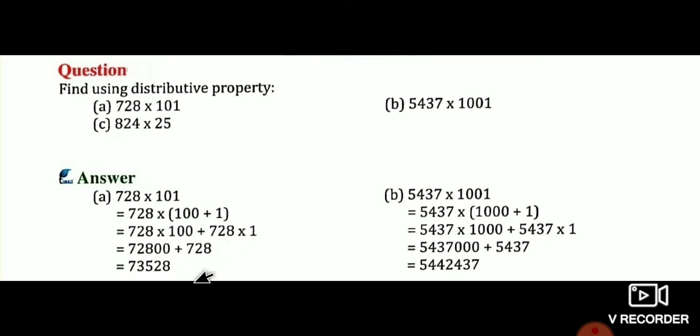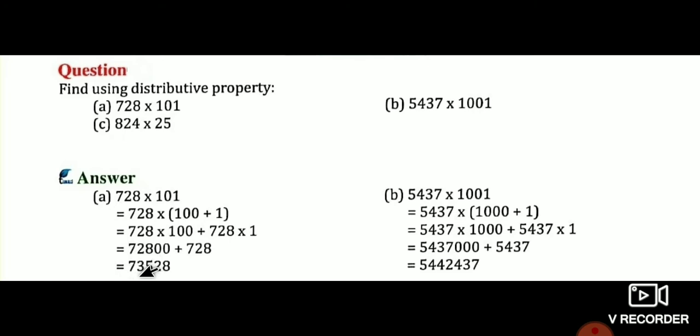Then in the ones place, 0 plus 8 is equal to 8. In the tens place, 0 plus 2 is equal to 2. So write 2 in the tens place. Then in the hundreds place, 8 plus 7 is equal to 15. So write 5 in the hundreds place and carry 1. Then 1 plus 2 is equal to 3. So write 3 as it is. Then 7 is there, so write 7 as it is.